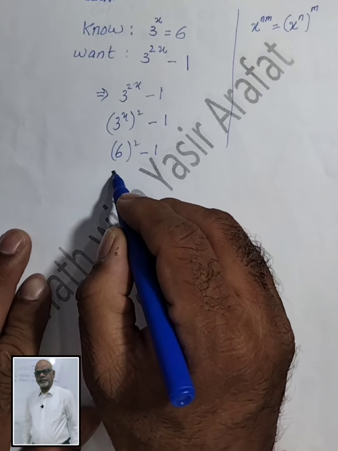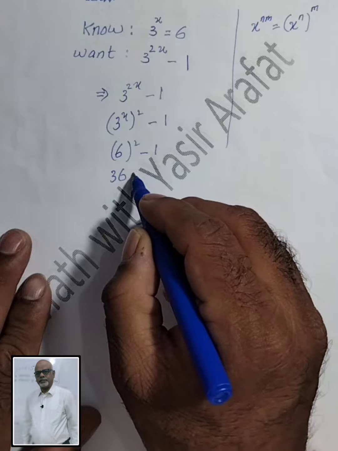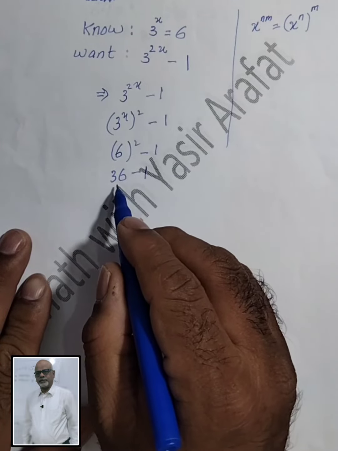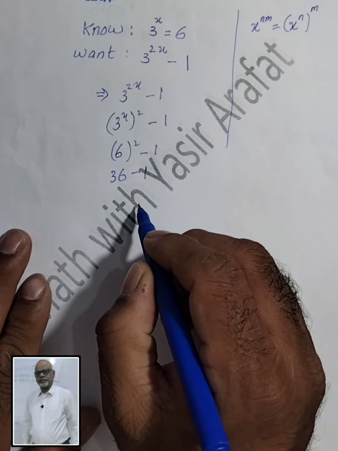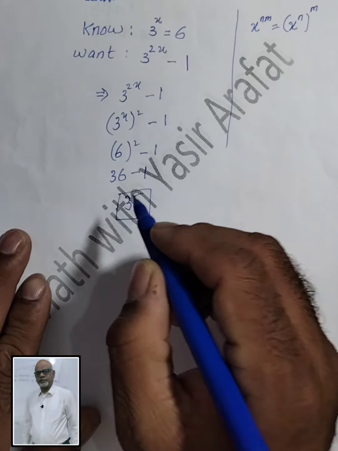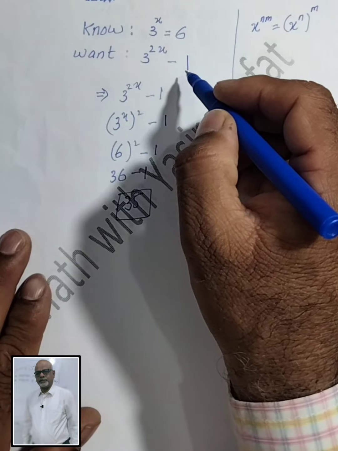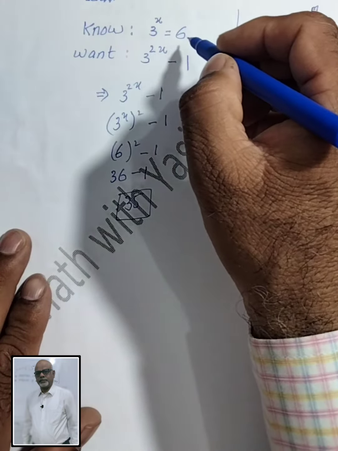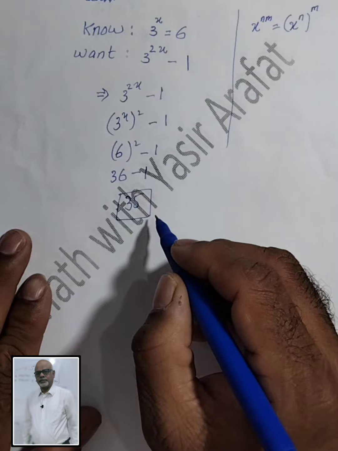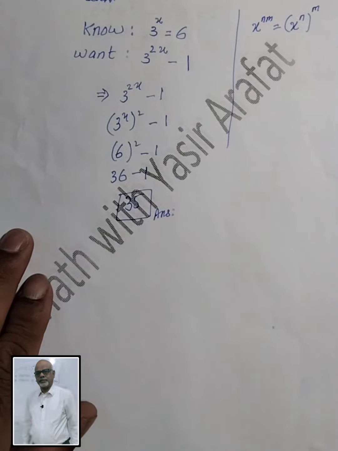6 squared means 6 multiplied by 6, that is 36. 36 minus 1 is equal to 35. So this is the value of this expression, 3 power 2x minus 1, where 3 power x is equal to 6, as given here.